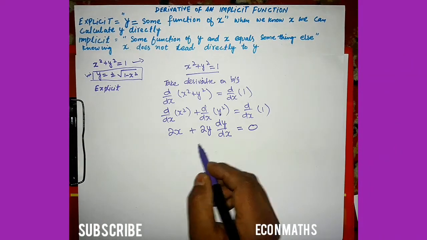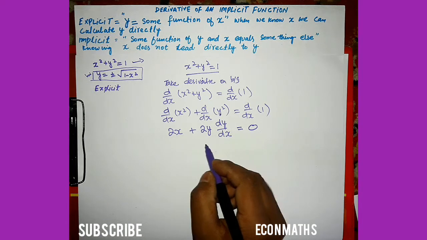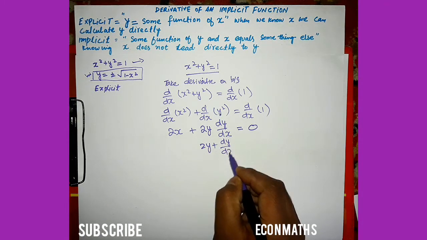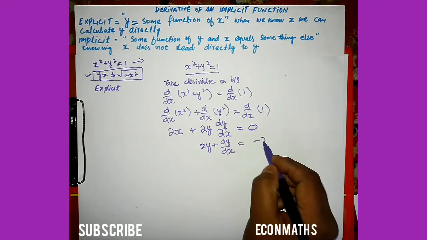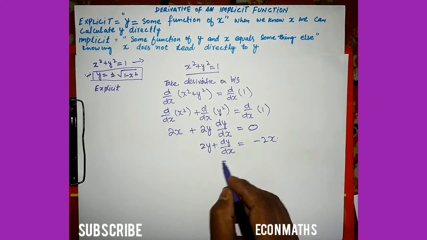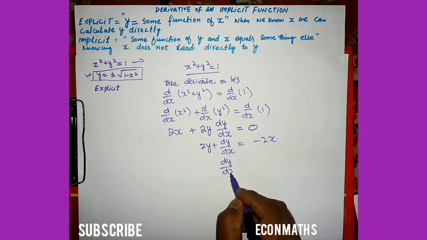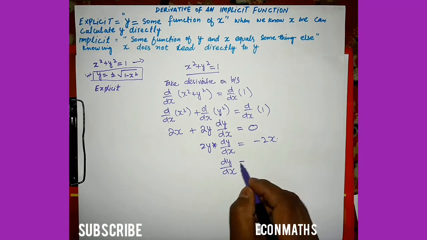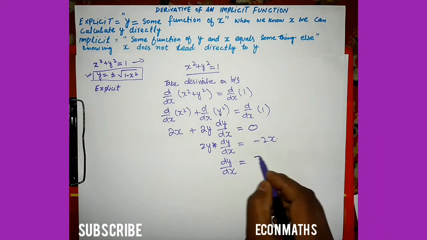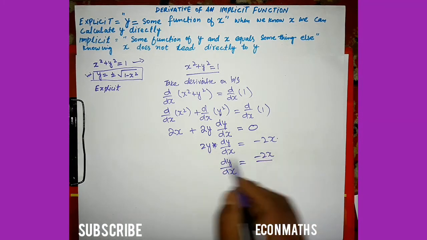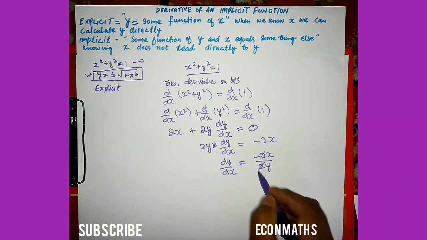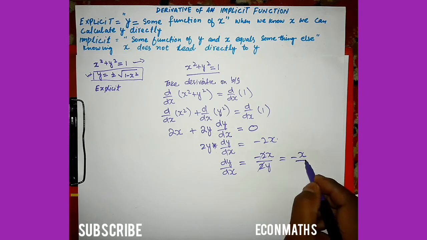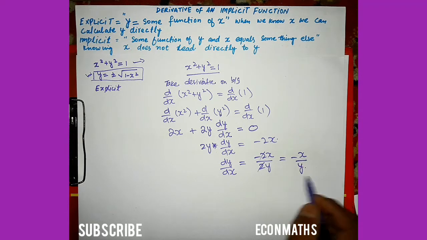So now rewriting this, 2y times dy by dx is equal to minus 2 times x. Sorry, here it is multiplied to this. Now dy by dx is equal to minus 2x over 2y. Now this will cancel with this, so we will get minus x over y.